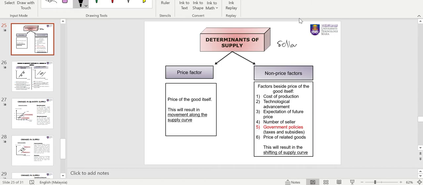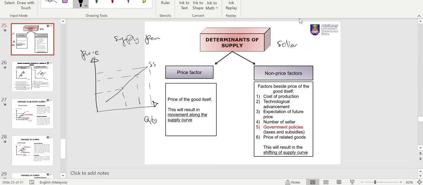Alright, so price factor is the price of the good itself. It will result in a movement along the supply curve. So in this case, it is the supply curve, the upward sloping. Quantity, price, right? You need to know what type of supply curve I'm drawing here. For example, supply of pen. So the price of the good itself is the price of pen.